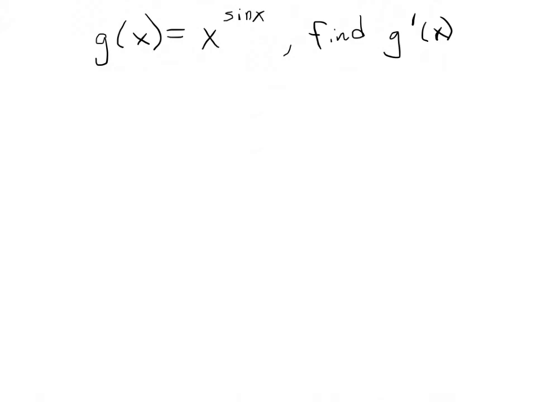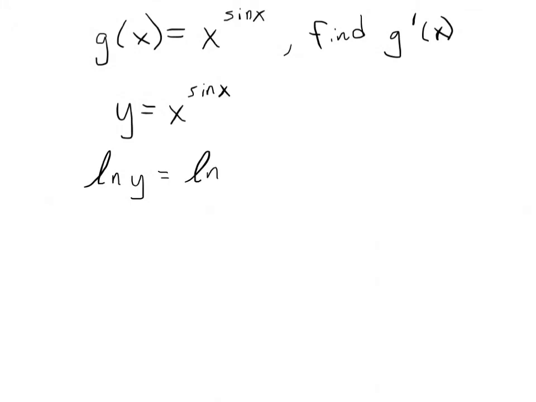So the first thing I'm going to do is rewrite this as y equals x to the sine x, just because I don't want to deal with putting the natural log of g of x. I think it'll look a little bit awkward, so I'm going to write y instead. Now I'll take the natural log: ln y equals ln of x to the sine x power.